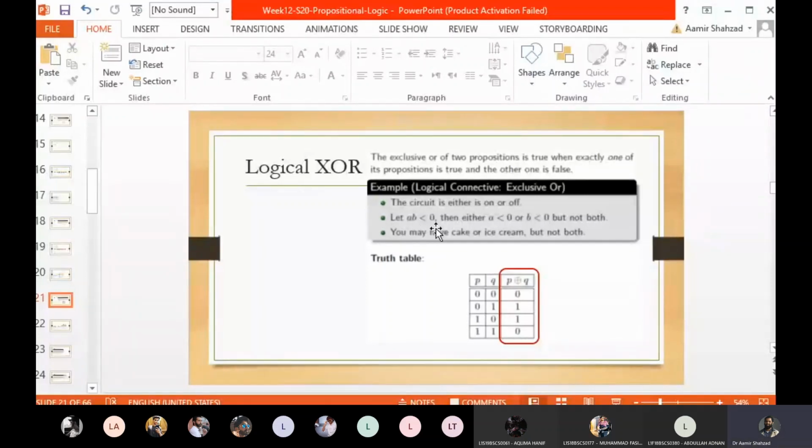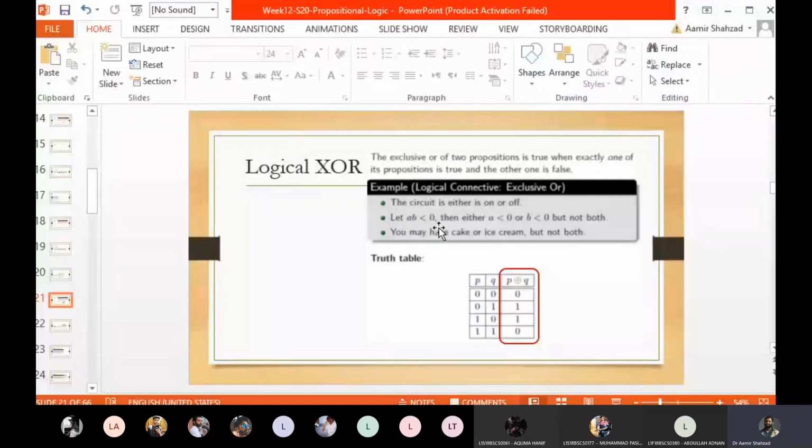Similarly, we can see, let AB be less than 0. A and B are two numbers, and their product is negative, less than 0. And now either A is less than 0 or B is less than 0. Both cannot be less than 0. We know positive into positive is positive, positive number into negative number is negative, and negative number into negative number is positive. So if we take both A and B negative, then their product becomes positive.